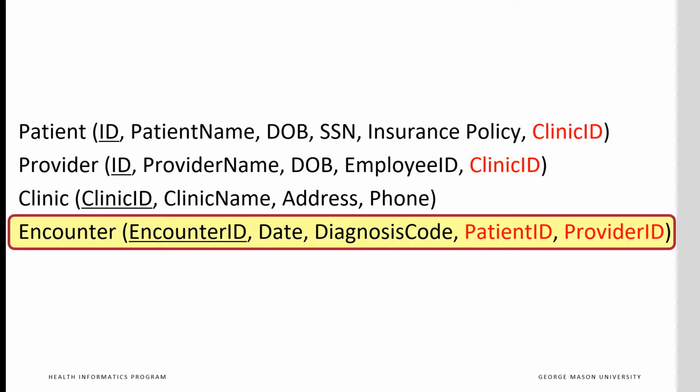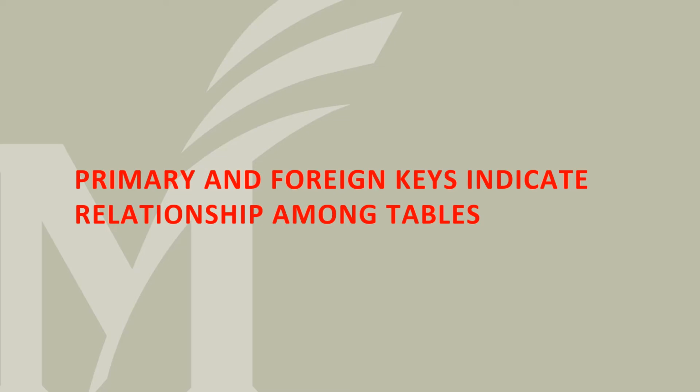The relationship between patients and providers is many-to-many and requires an additional association table, now called encounter table. We introduce both the patient and provider ID as foreign keys in the encounter table. Primary and foreign keys indicate relationship among tables.